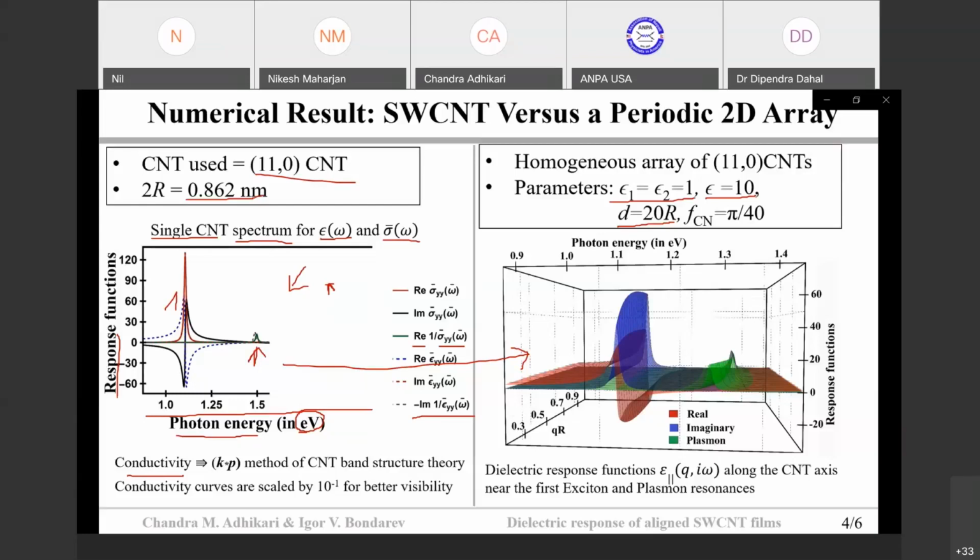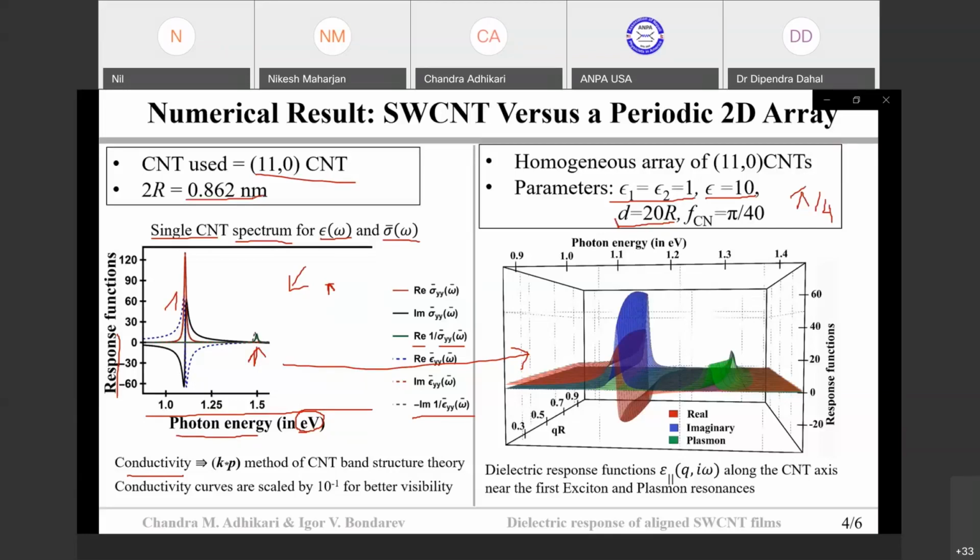And this F_CN, that means fractional volume of carbon nanotubes in the film, depends on the thickness D and delta, that means the center-to-center distance of the carbon nanotubes. And we can convince ourselves that this cannot be larger than pi over 4. In our case, if we use the parameters D equal to 20R and delta equal to 2R, this F_CN is going to be pi over 40.